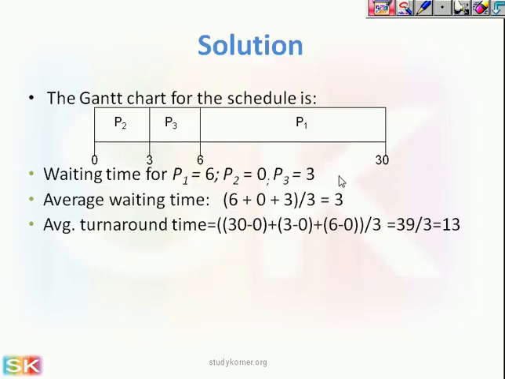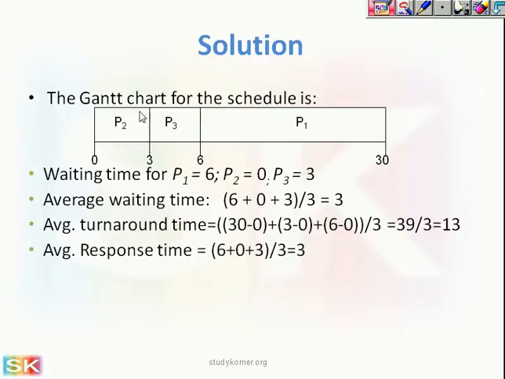Average turnaround time. So turnaround time of P1 is 30 minus 0 because it is completed at 30 seconds and it was submitted at time 0, almost 0. So 30 minus 0 plus turnaround time for process P2, that is 3 minus 0. Process P2 is completed at the 3rd second and it was submitted at time 0. So 3 minus 0 plus turnaround time of P3 is 6 minus 0 and then divided by 3, it will give you 13.